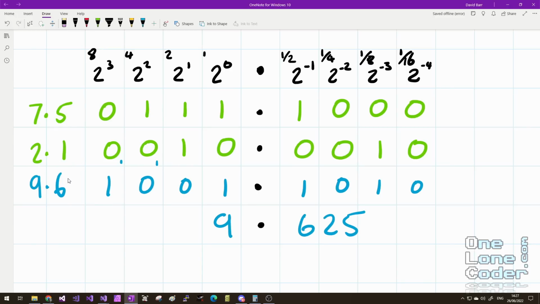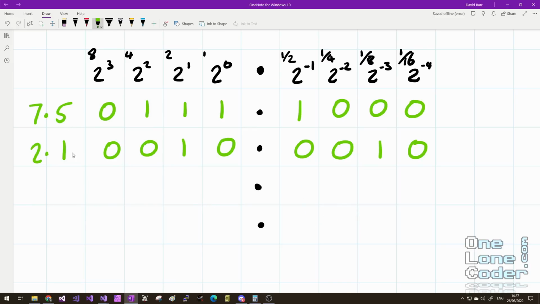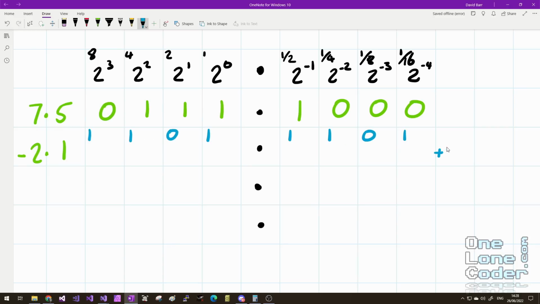The same applies if we move to signed space as well. Instead of 7.5 plus 2.1, I'm going to do 7.5 subtract 2.1, which is the same as doing 7.5 plus negative 2.1. So I want to take the 2's complement of this number. I'm going to forget for a minute that it's in fixed point notation and just take the 2's complement of the 8 bits. So recall that I start by inverting the bits and then I add 1 to them.